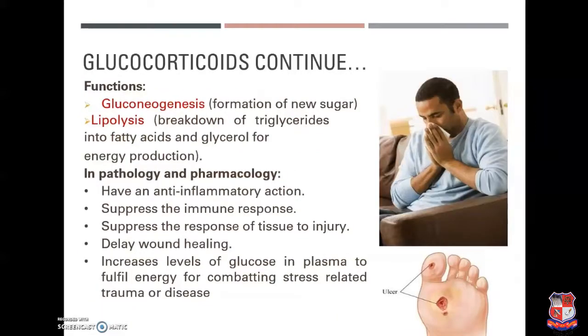Functions associated with glucocorticoids include gluconeogenesis, that is formation of new sugar molecules, and lipolysis, that is breakdown of triglycerides into fatty acids and glycerol for production of energy. In pathology and pharmacology, they have an anti-inflammatory action, suppress the immune response, suppress the response of tissue to injury, delay wound healing, and increase the level of glucose in plasma to fulfill energy needs for combating stress-related trauma or disease.